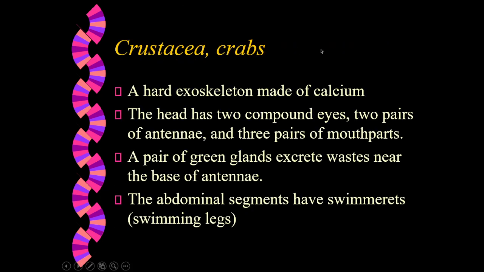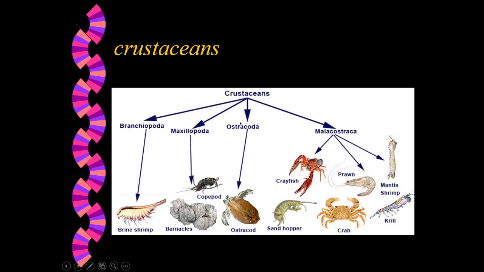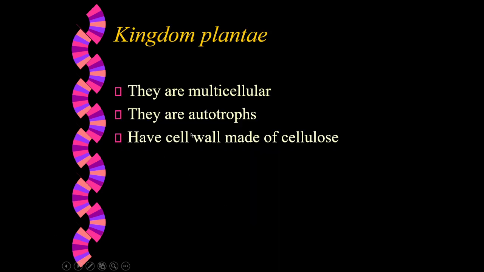Then we have crustaceans such as crab, with a hard exoskeleton made of calcium. You don't need to remember the calcium, just remember hard exoskeleton. The head has two compound eyes, two pairs of antennae, and three pairs of mouth parts. A pair of green glands excrete waste near the base of the antenna. You don't need to remember this. Abdominal segments have swimmerets. Also don't need to remember this, just know these ones. So these are what crustaceans look like, for example crab, crayfish, maybe prawn, krill, and the other ones.